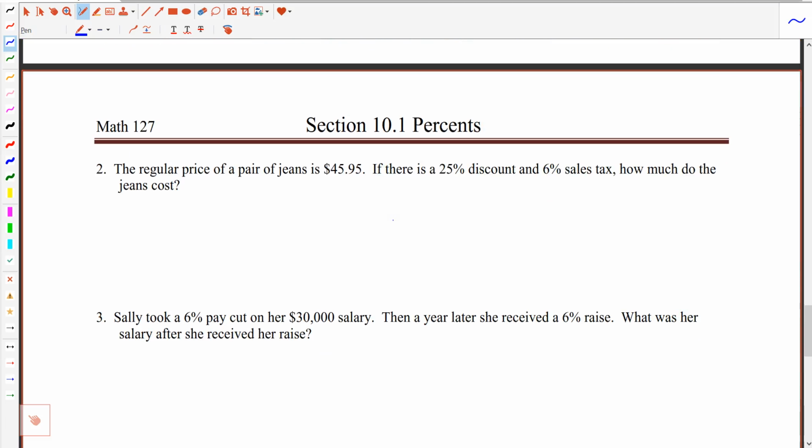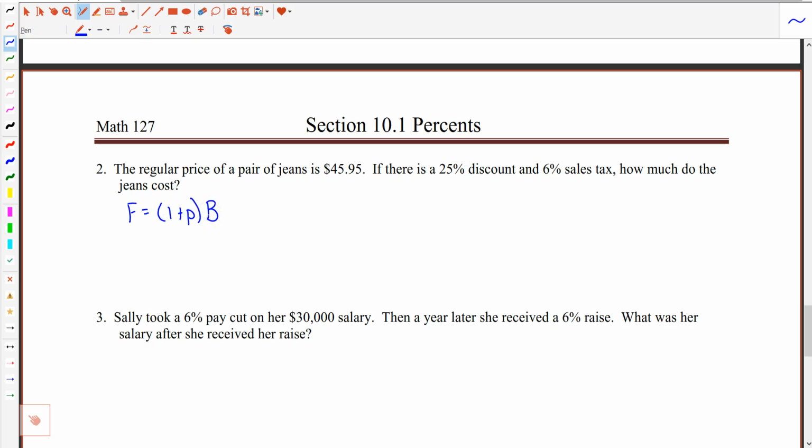So in this one it says a regular price of a pair of jeans is $45.95. If there is a 25% discount and a 6% sales tax, how much do the jeans cost? Now there's a couple different ways that we could solve this problem, but I'm going to walk through using this formula, F is equal to (1 plus P) times B.